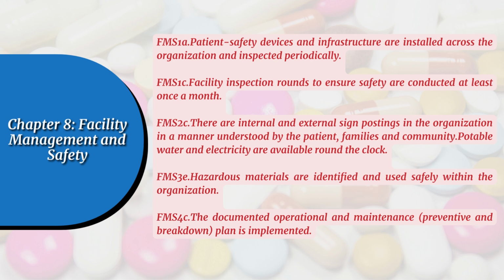So these facilities like electricity, water, or having medical equipment properly in place, medical gases, generators, these are the facilities that are apart from the human resources or any other resources. This is what facility management and safety is all about. FMS 3E, hazardous materials are identified and used safely within the organization. FMS 4C, the documented operational maintenance plan is implemented.